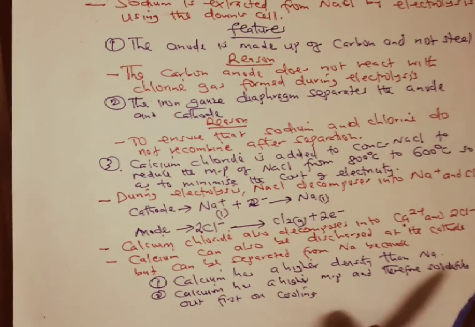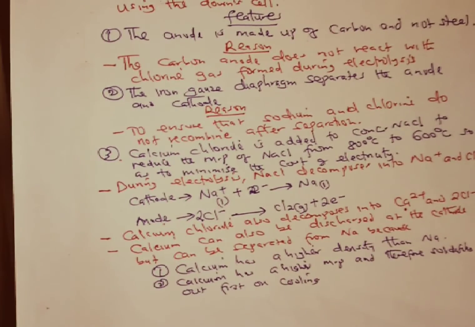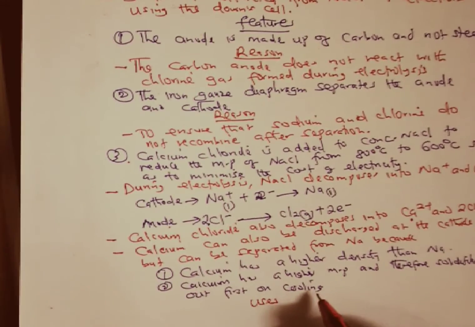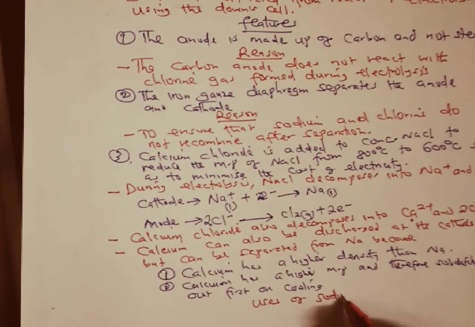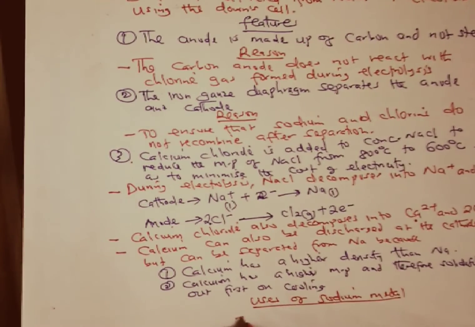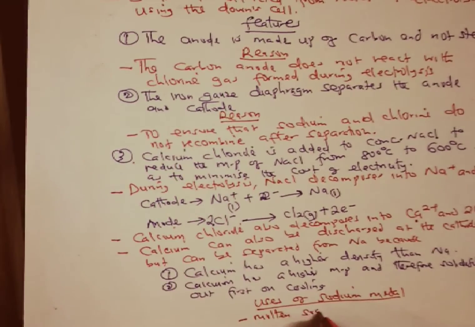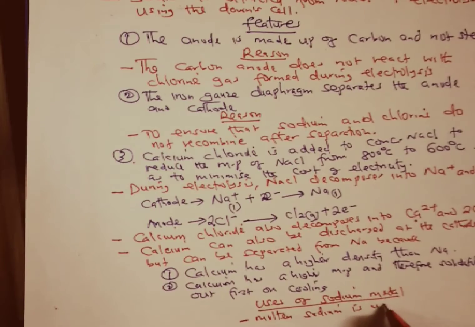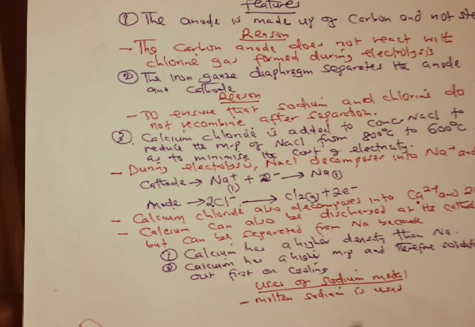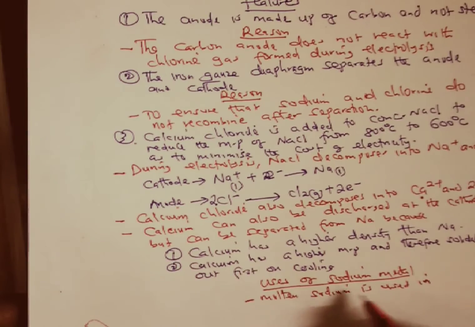So let us look at the uses. Let us look at the uses of sodium metal. Number one, molten sodium is used in sodium lamps.